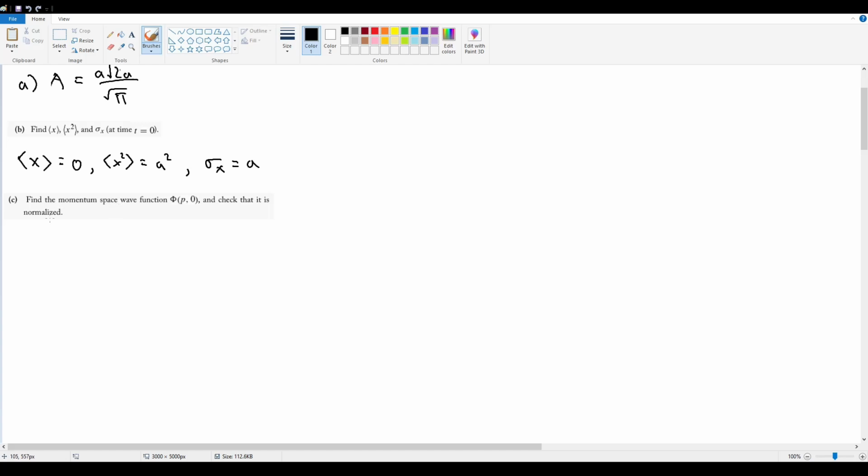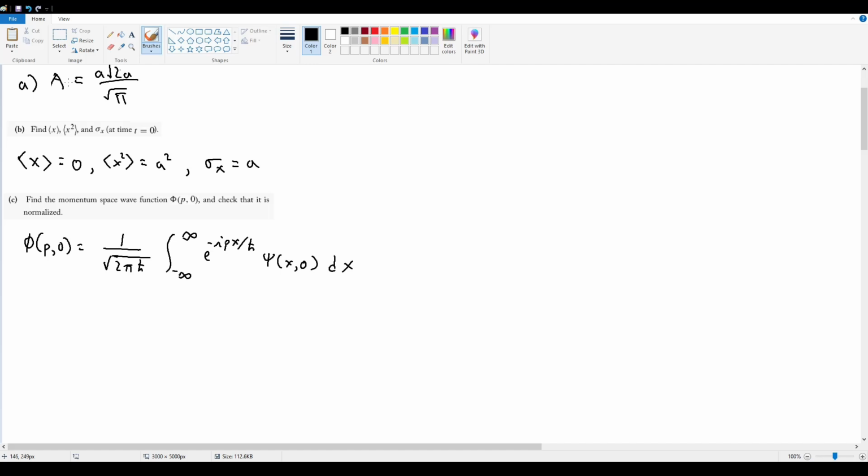Find the momentum space of the function. So we just take the Fourier transform. Phi of p comma 0 is equal to 1 over the square root of 2 pi h bar. I'm going to take the integral from negative infinity to positive infinity, e to the negative ipx divided by h bar multiplied by psi of x comma 0. Close this with a dx.